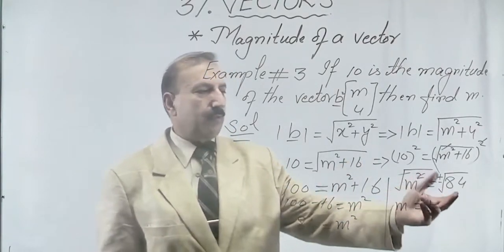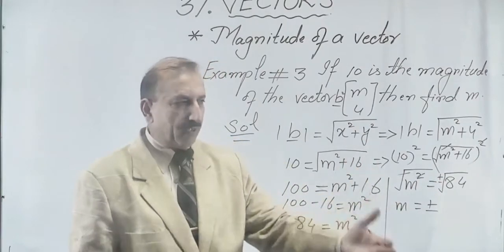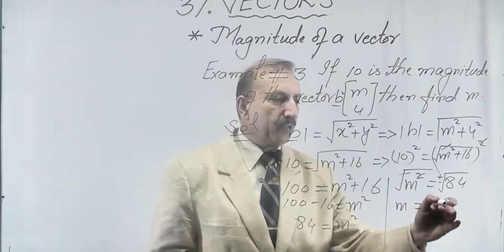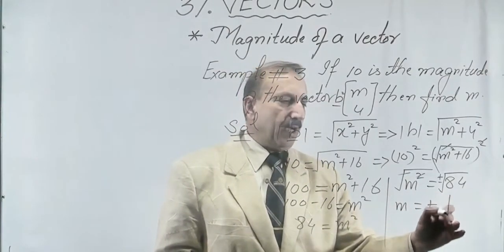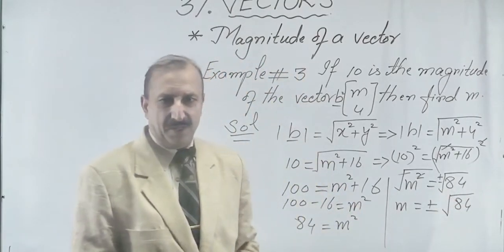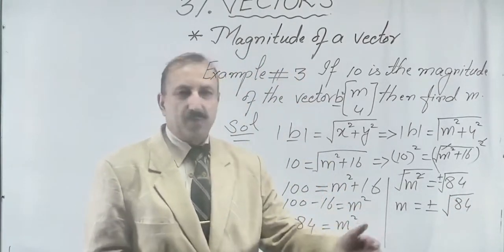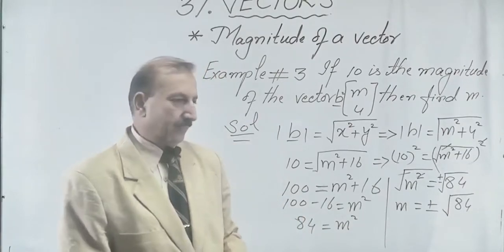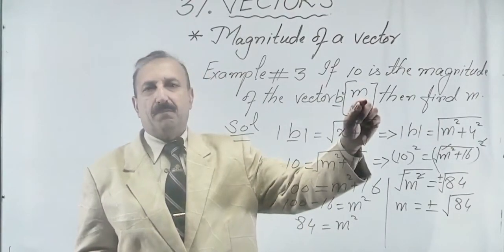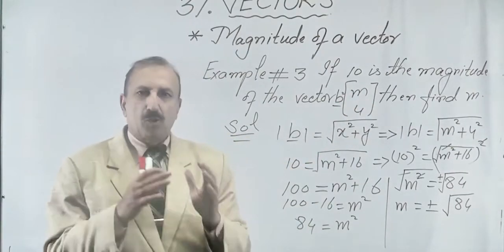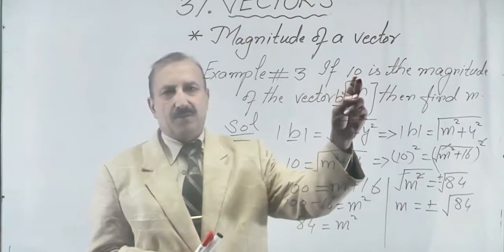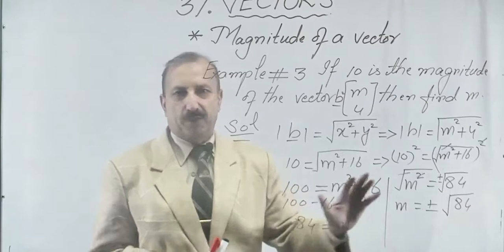Yes, take the square root with the help of a calculator, then write your answer. This is 9.23, approximately 9 point something, but I will keep it as it is. I will leave it in the same form because the answer is according to the calculator. This is our value of m when it is given in the vector. So this is an application of the magnitude of a vector, when the magnitude is given and we are supposed to find the value of the unknown.